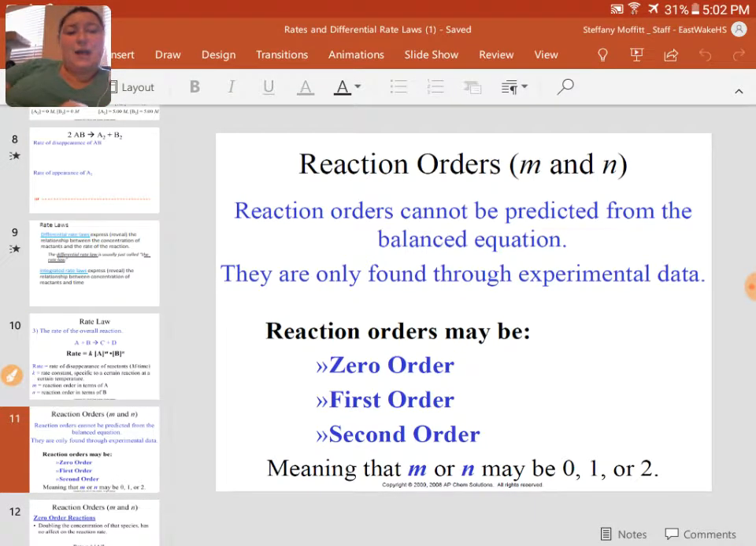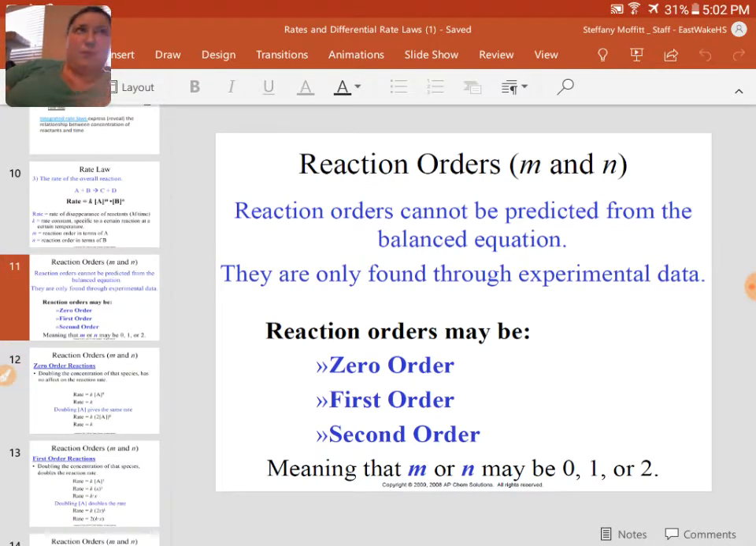So reaction orders M and N. Reaction orders cannot be predicted from the balanced equation. They are found through experimental data, and they will probably give that to you as a given. So reaction orders can be either zero order, first order, or second order. Those are your 3 choices. So M and N can either be 0, 1, or 2. Or you can have multiple, like you can have both of them be 2 or both of them be 1, but those are your only choices.